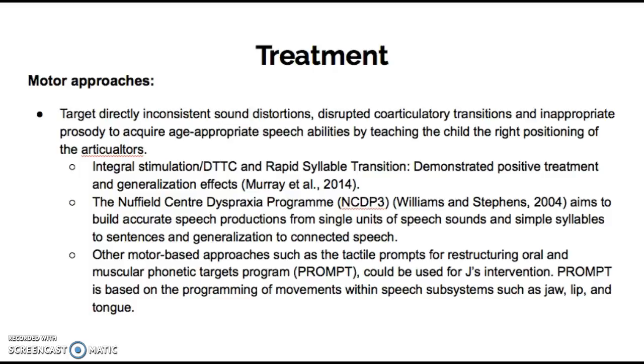Different treatment approaches based on diverse theoretical bases have been proposed to target specific difficulties of CAS. Maximizing speech production skills in children diagnosed with CAS by choosing a motor-based approach that tackles articulatory movements as building blocks, by teaching the child the right positioning of the articulators, is a suitable strategy. More approaches such as integral stimulation, DTTC, and rapid syllable transition, in which tactile cues as well as gestural cues are heavily employed to help the child to produce accurate movements, have demonstrated positive treatment and generalization effects. In addition, the Nuffield Dyspraxia Programme and PROMPT have been used to efficiently treat CAS.